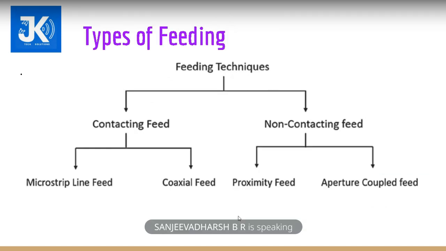There are different types of feeding techniques that we can use for designing a circular patch antenna. We have two types: contact feed and non-contact feed. In contact feed, there are two types, microstrip line feed and coaxial feed. In non-contact feed, you have two types, proximity feed and aperture coupled feed. In this video, we are going to discuss microstrip line feed.